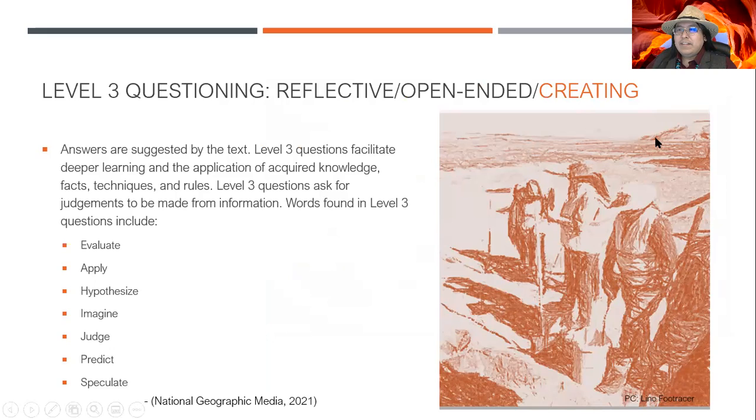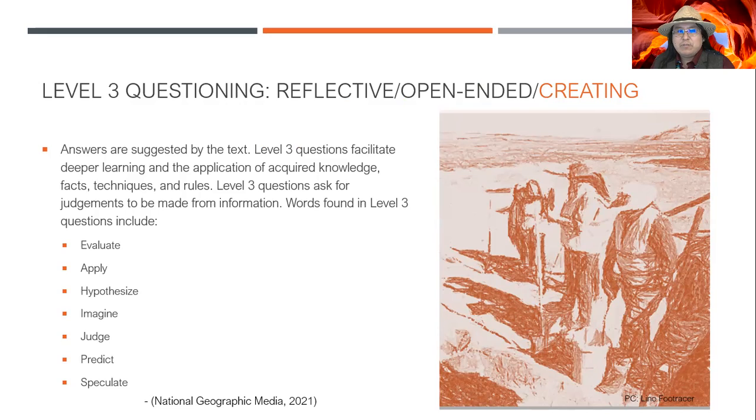Okay, now we're going to move into level 3. This is reflective, open-ended. This is all about creating. Answers are suggested by the text. Level 3 questions facilitate deeper learning and the application of acquired knowledge, facts, techniques, and rules. Level 3 questions ask for judgments to be made from information.